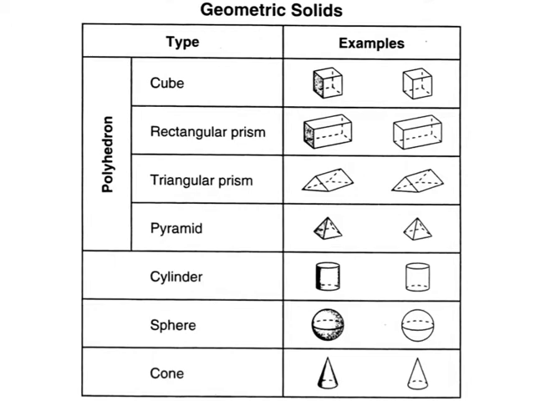Alright, so I found a few things online, images that I think will be helpful to you, especially knowing that you can go back and write this in your notes, or you can just reference this anytime you need to. The beauty of having it videoed. So here are all of our solids. We have a cube, rectangular prism, triangular prism, pyramid, a cylinder, a sphere, and a cone.